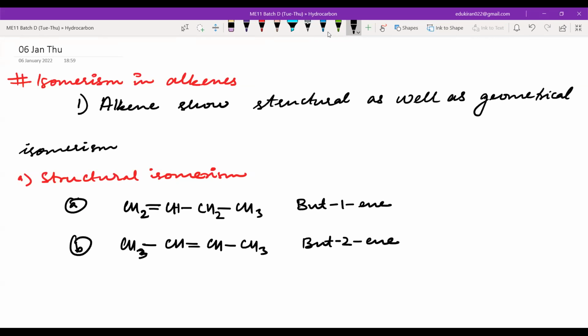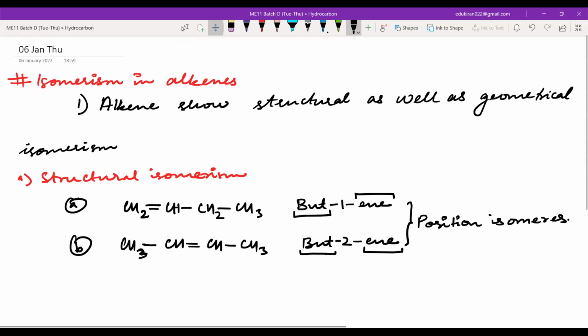That means what is the change here? Everything is same, the position is changing, right? For example, the parent chain is same in both of them, that is but. The functional group or the unsaturation is also same, that is, it is ene. But what we changed here is the position of the double bond. So if you have 4 carbon atoms, then you can have two isomers, and these two are known as position isomers. The position of double bond has changed, nothing else has changed here.